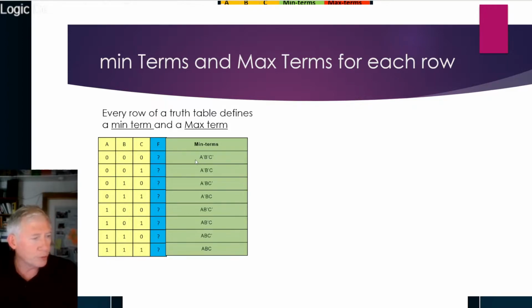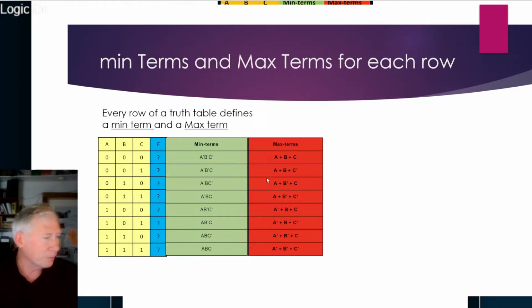So for the first row, it's A prime, B prime, C prime. And the reason it is that way is because A is 0, B is 0, C is 0. So we write the primes. Now the max terms, just the opposite. We write non-primes for this first row because they're the max terms, and they're the inverse of the min term. Again, I can't say it enough. The min term solution and the max term solution are not the inverse of each other. They are exactly equal to each other. But the actual terms for each row are the inverse of each other.